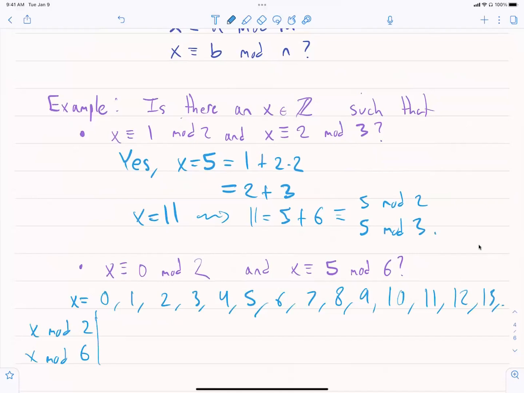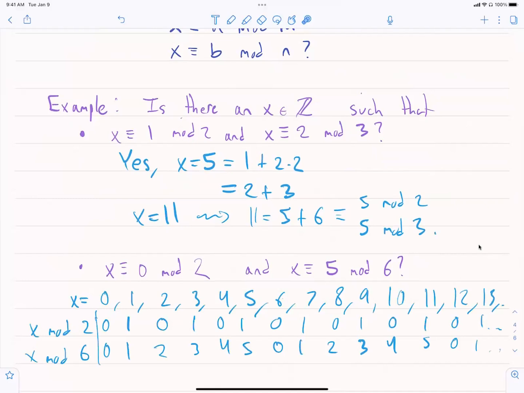So if x is 0, then it's 0 mod 2 and 0 mod 6. If it's 1, it's 1 mod 2 and 1 mod 6. If it's 2, it's 0 mod 2 and 2 mod 6. This first row is mod 2, so it's just alternating. Let me fill out this first row: 0, 1, 0, 1, 0, 1, 0, 1, 0, 1, 0, 1, 0, 1, and so on. And this row, mod 6, is going 0, 1, 2, 3, 4, 5. And then 6 brings me back to 0, 1, 2, 3, 4, 5, 0, 1, and so on.